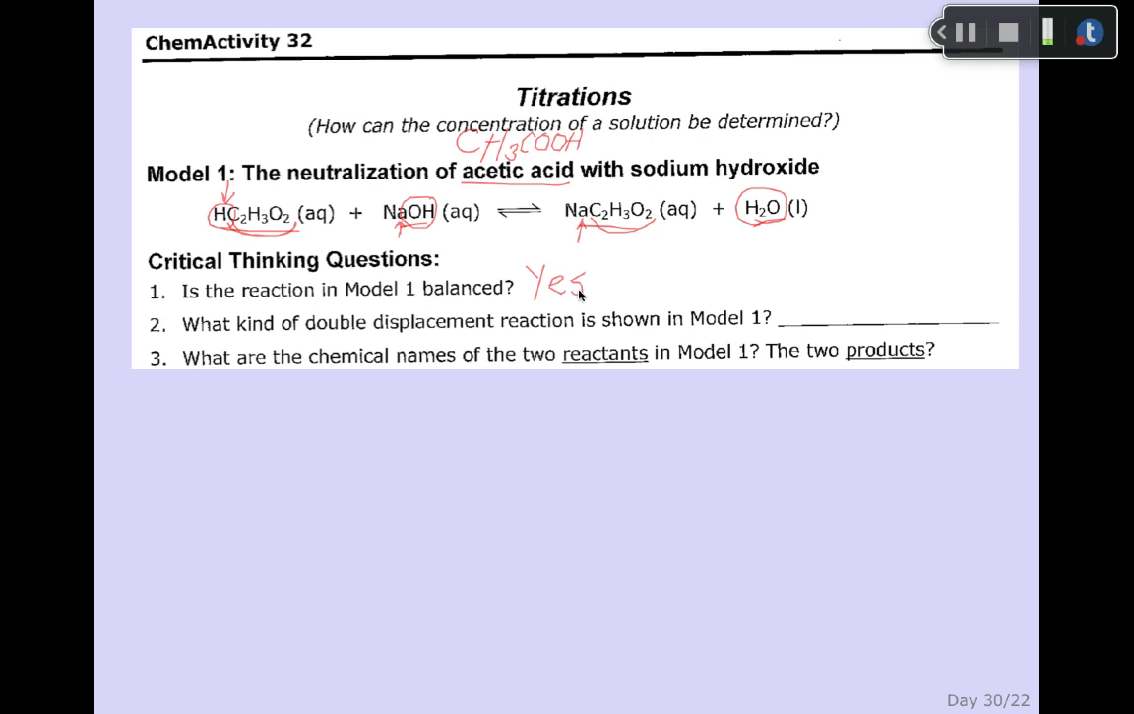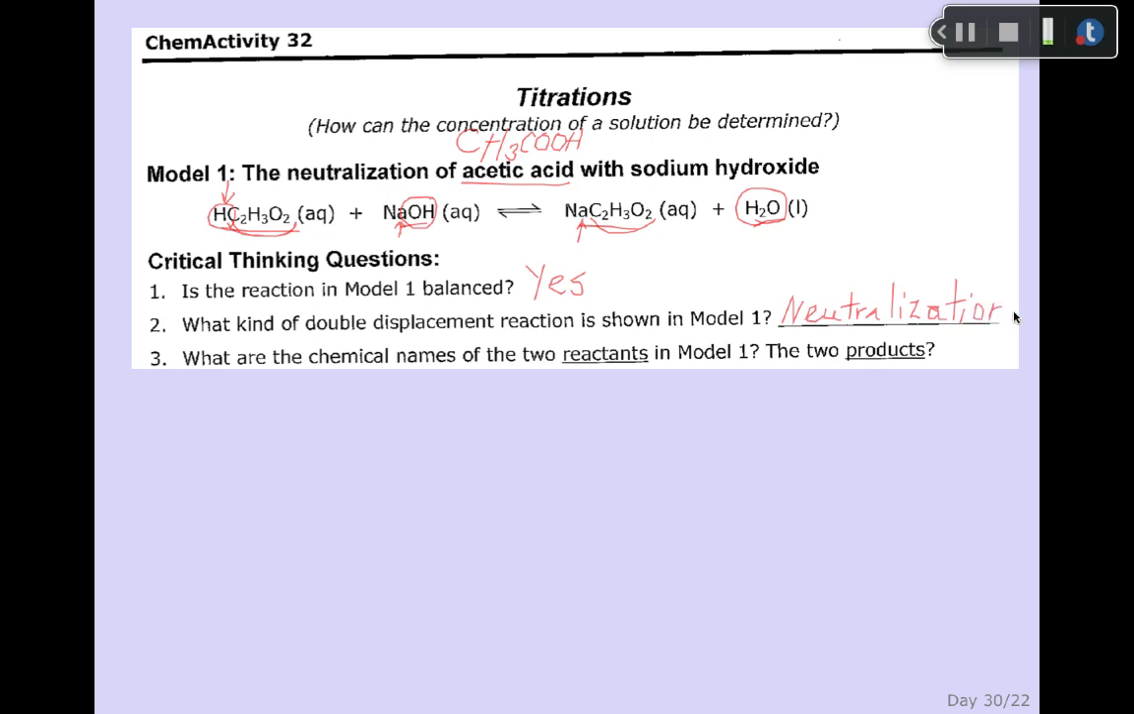What kind of double displacement reaction is shown in this model? Well, guess what? That's what we call neutralization. And so when you add an acid plus a base, looking at the cations and the anions, you can put them together to make new products, and you get water and some kind of a salt in this type of example. As long as you're using metal hydroxides as your base, you will get water as your product.